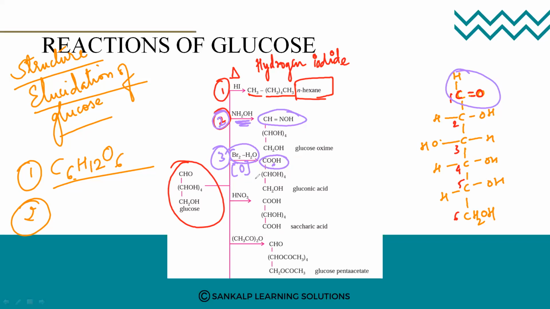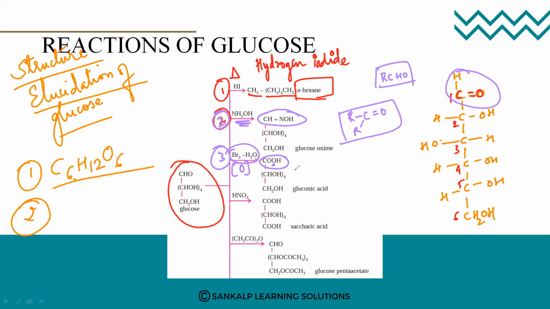The carbonyl group is present, but in a carbonyl group, either it will be a ketone or it will be an aldehyde group. So in our structure there is the presence of what? An aldehyde group. So this confirms that there is an aldehyde group.